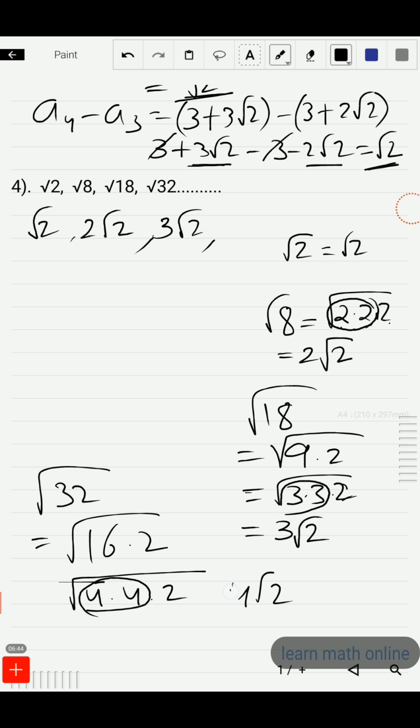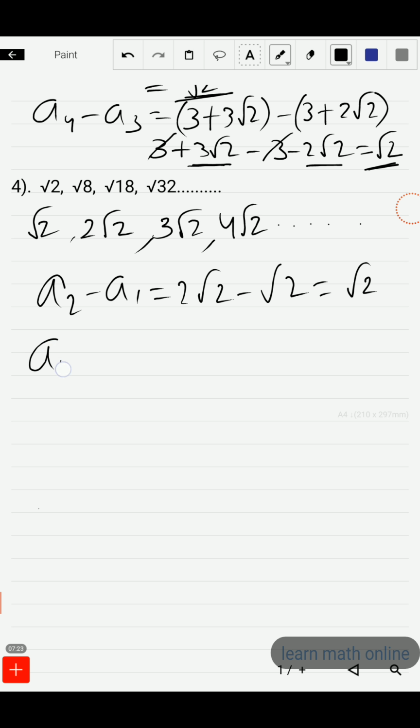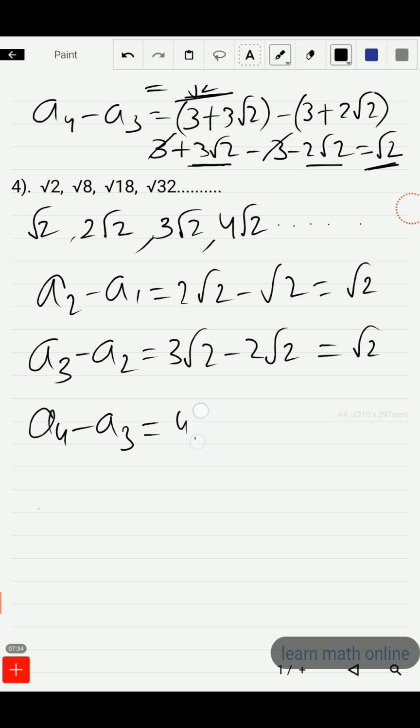Our question has become like this: root 2, 2 root 2, 3 root 2, 4 root 2, and so on. Let us subtract the terms now. A2 minus A1 is 2 root 2 minus root 2, which will give us root 2. A3 minus A2 is 3 root 2 minus 2 root 2, which will also give us root 2. A4 minus A3 is 4 root 2 minus 3 root 2, and this will also give us root 2.